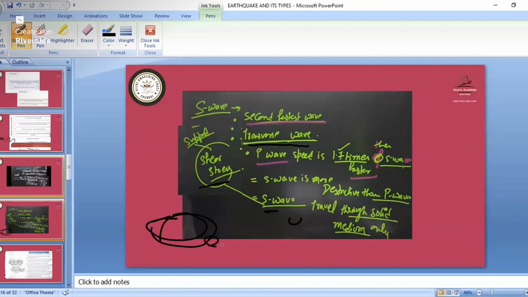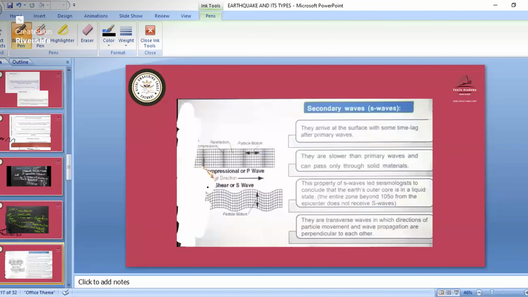So what will happen? The particles will start moving, and due to that there will be some fracture or faulting inside the material. This is all about the secondary wave. The secondary wave travels like an anticline or syncline, you can say, so it is known as a transverse wave.